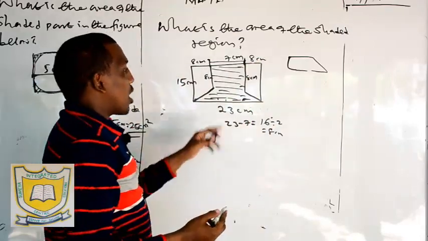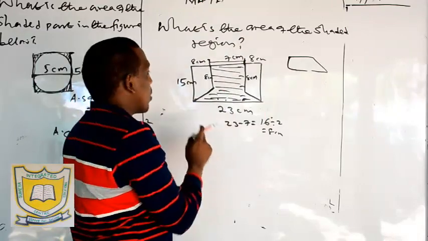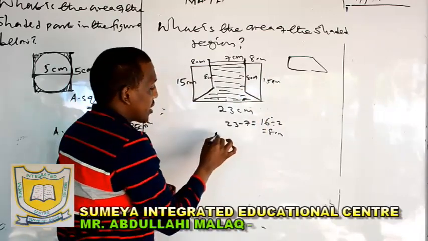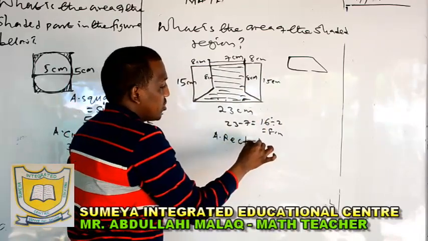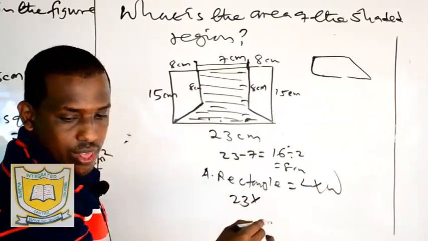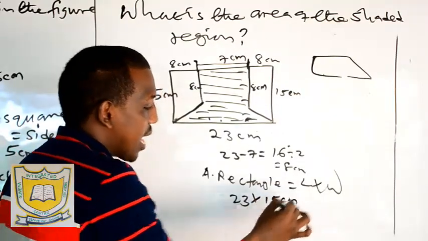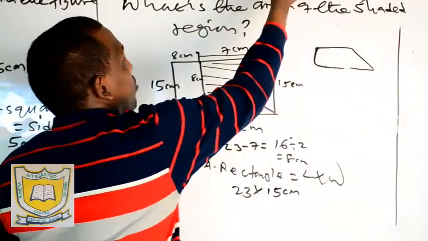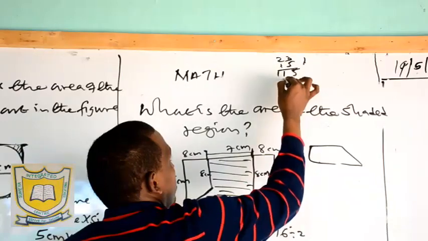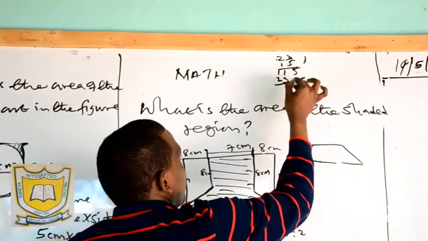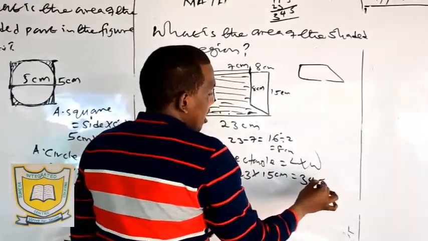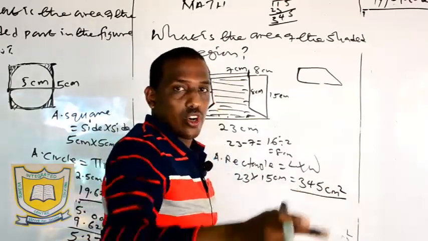Now we work out the area of the outer one. Remember, here is 15. This one will also be 15. Both sides' widths are the same. So we get the area of the rectangle. Area of rectangle is equal to length times width. Length, which is 23, times width, which is 15 centimeter. So we multiply 23 times 15. 15 carry 1. 10 plus 1, 11. 3, 2. 5, 4, 3. So you get 345 centimeter squared. That is the area of the outer figure.